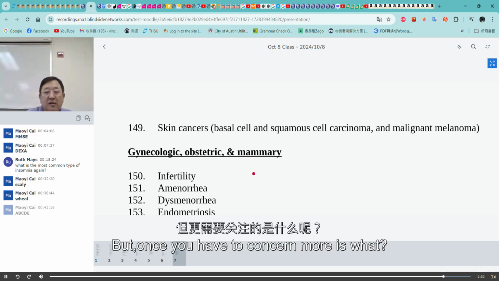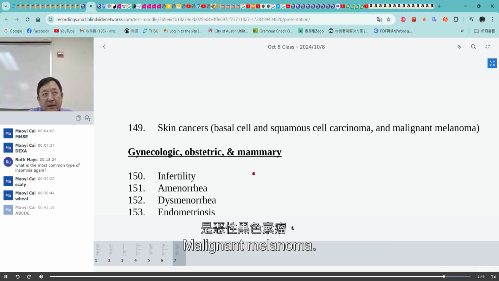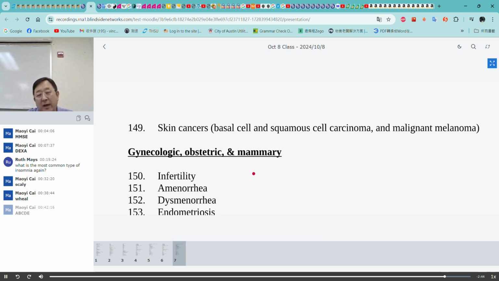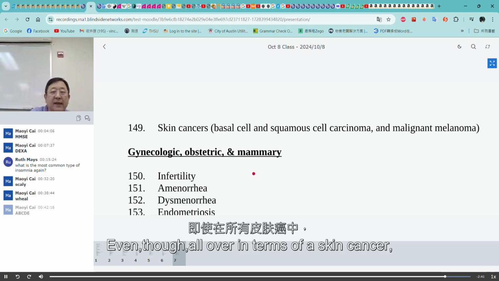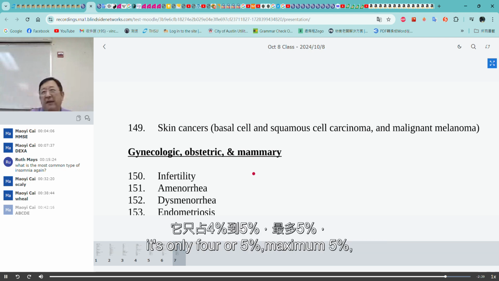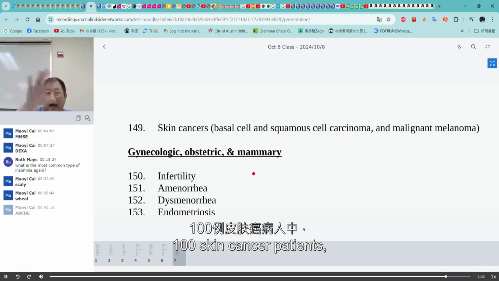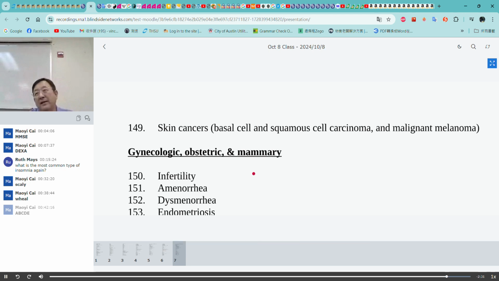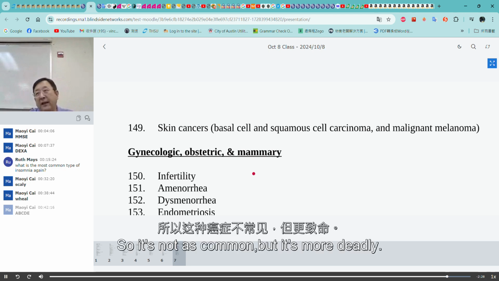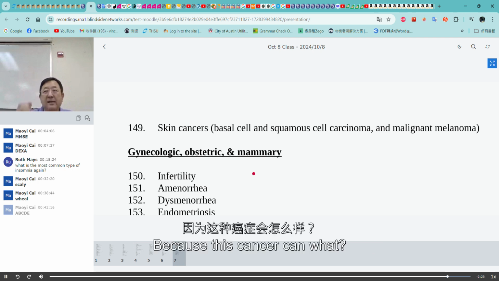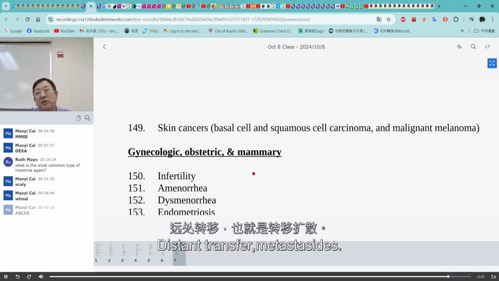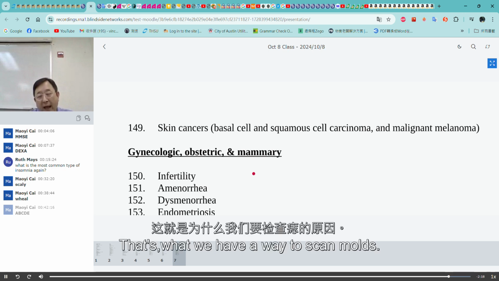But the one you have to be more concerned about is malignant melanoma. This cancer is malignant. Even though in terms of skin cancer it's only 4 or 5%, a maximum of 5%, of 100 skin cancer patients only 5 will be melanoma. So it's not as common, but it's more deadly. Why more deadly? Because this cancer can quickly metastasize, a distant transfer.